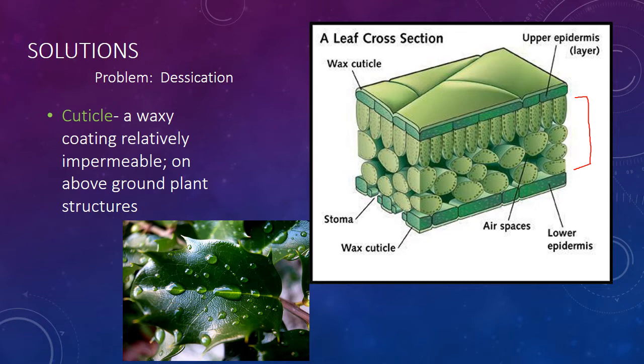And then right here on the top layer and on the bottom layer is our wax cuticle. And that wax cuticle, if you look right here, is this thin layer right above the epidermal cells. Here are our epidermal cells. And again, it's on the top and bottom layer to prevent water from evaporating very quickly out of the leaves or out of the stems, all those plant parts that are above ground.